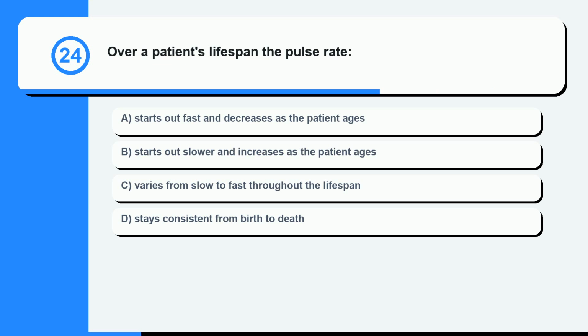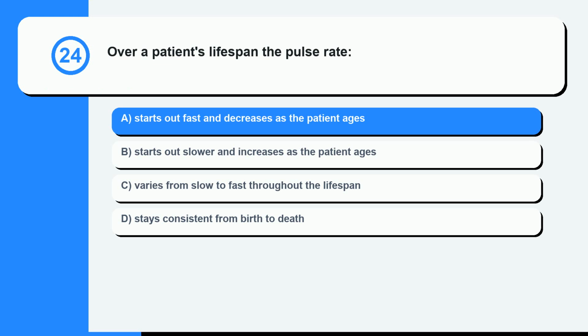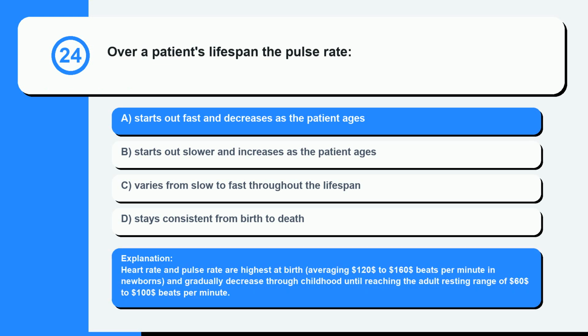All of the above. The dorsalis pedis pulse is located on the dorsum, top, of the foot. It is frequently assessed to check the adequacy of circulation to the lower extremities, especially in diabetic or vascular patients. Interestingly, about 10% of the population may lack a palpable dorsalis pedis pulse due to anatomical variation.